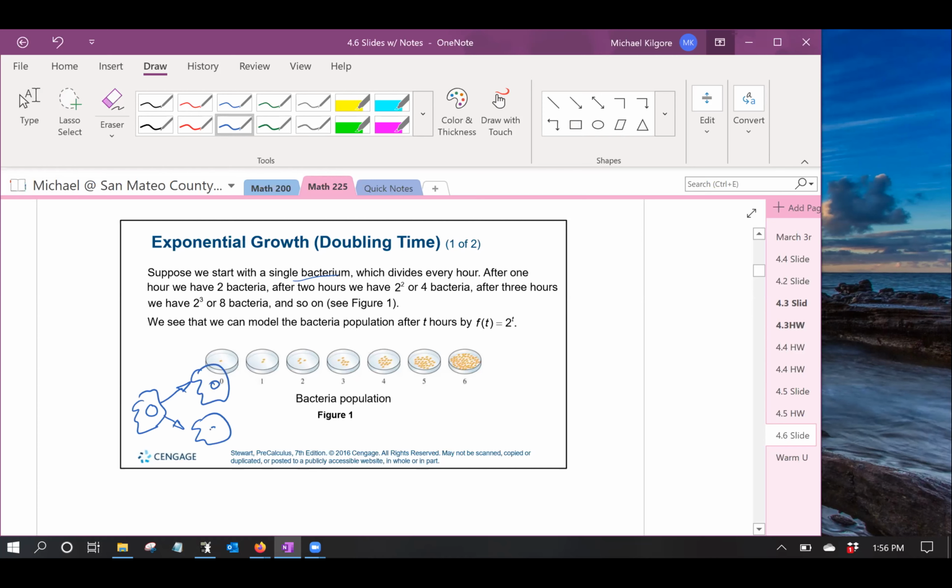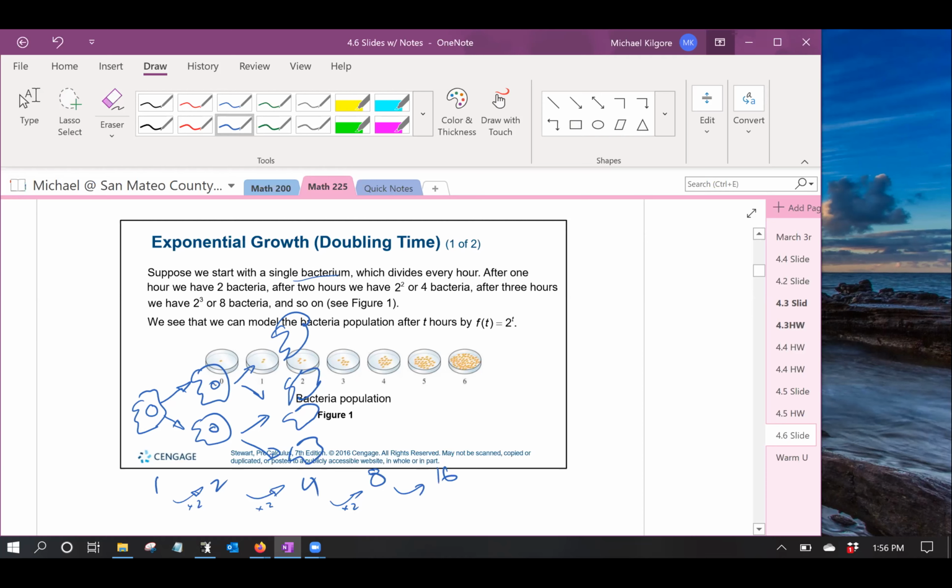So I went from 1 to 2, and then what happens after the next hour? If both of these divide, now I'll have 4 of them. And you can see that as you go along, every time you're going to double. So you multiply by 2. All of them divide in half, and you get twice as many as you had before. So this is hour 0, this is hour 1, hour 2, hour 3. You would have 8 bacteria, and in hour 4 you'd have 16, and so on.